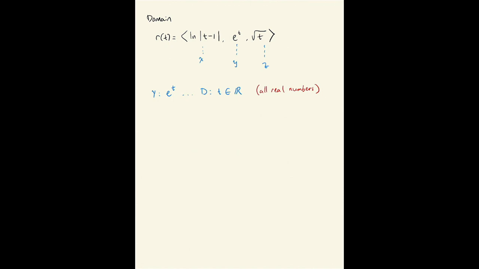Okay, and then z. I think z is also not too difficult. Square root of t. So below the square root, it should be what? Zero, oh yeah, greater than or equal to zero. And x is ln. Remember, this is the absolute value. So domain.